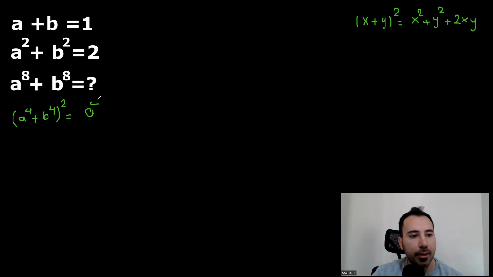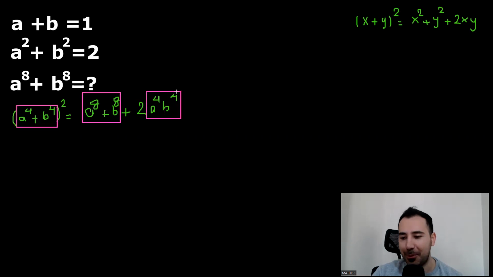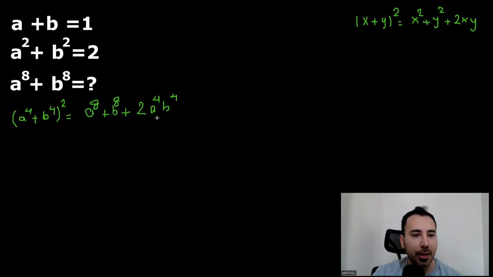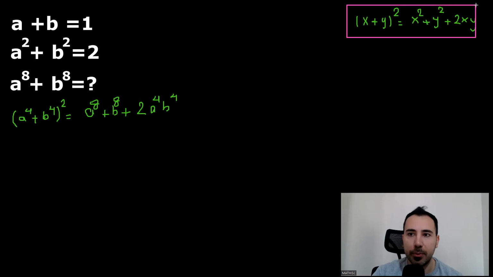What would it create? a to the power of 8 plus b to the 8th power plus 2 times a to the power of 4, b to the power of 4. Well, this is very, very helpful now. Why? Because you see, this is what we're looking for, and these two are easily findable. So now let's go and find ab. This equation over here will be useful.